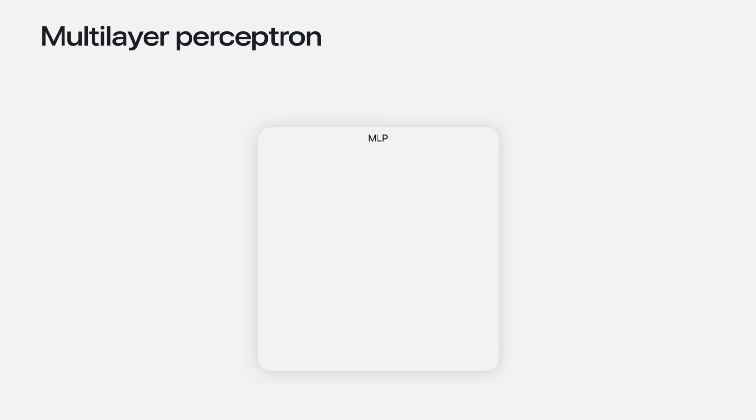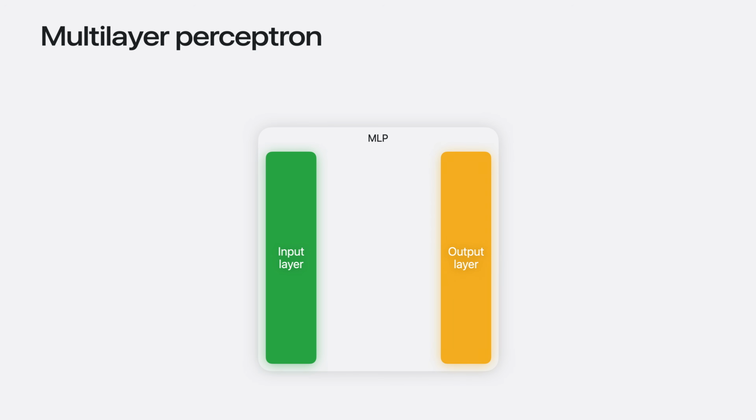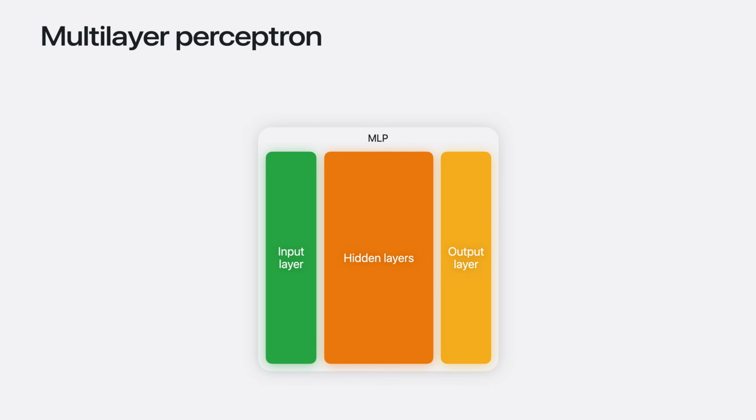At a high level, a neural network is composed of three main building blocks. The input layer, which processes the network inputs, also known as input features. The output layer, which generates the network's final predictions. And finally, the hidden layers, where the magic of learning happens.